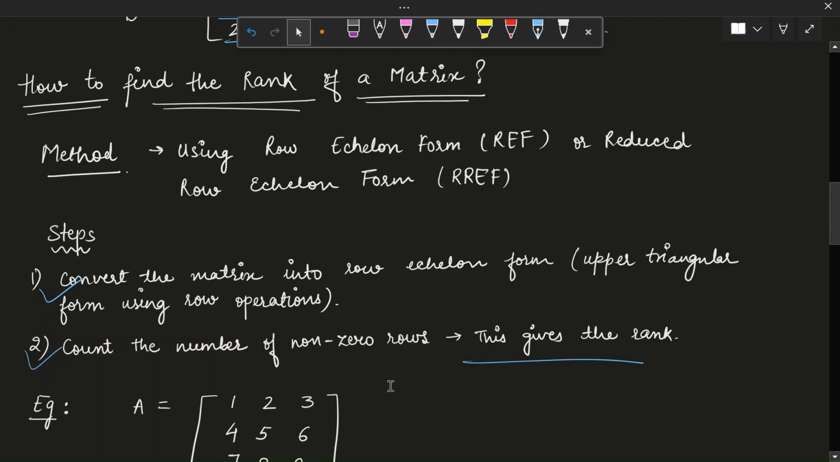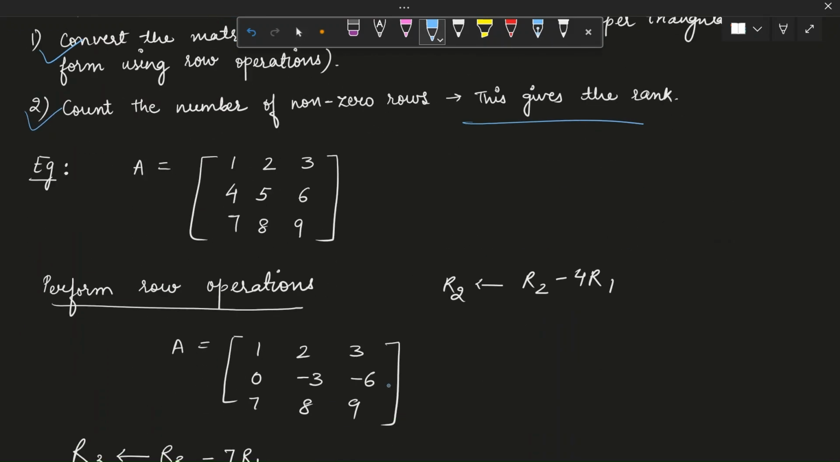Now suppose we have a matrix A. It is a square matrix of size 3 cross 3. We will perform row operations and form an upper triangular matrix using these row operations. The first operation that we will perform is subtract 4 times the first row from the second row. After this operation, we will get this as our matrix.